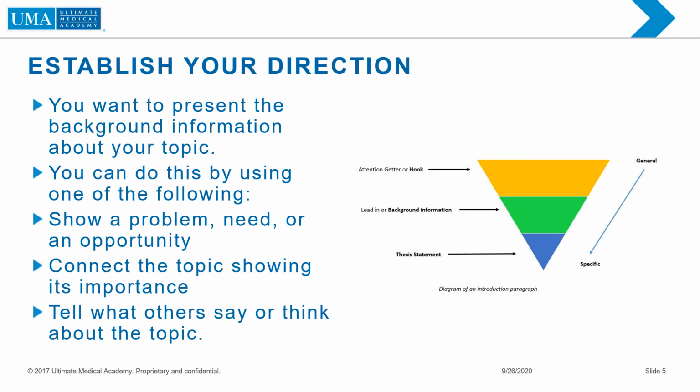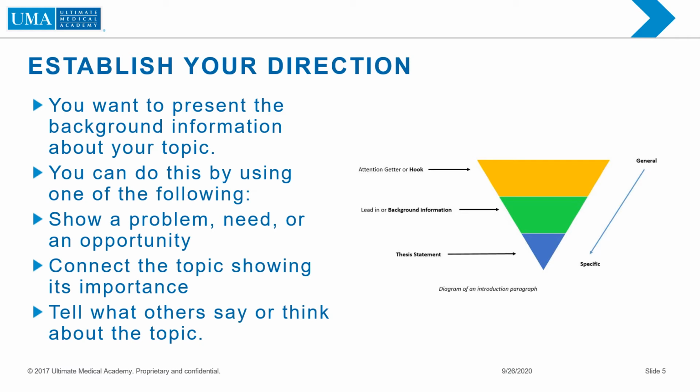Okay, so when we're talking about establishing your direction, if you look at the diagram, the first part on the left-hand side of the diagram says attention getter or hook. That's what we just talked about on the previous slide. We talked about the hook. We talked about engaging the reader. If you look to the right of the diagram, it says general. So we start very general. Now, the middle, or that green part, talks about your lead-in or your background information.